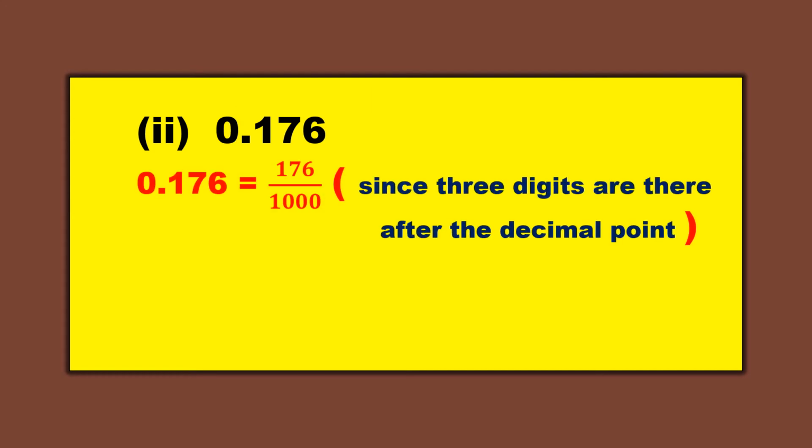0.176. By seeing the question itself, we can say that as 3 digits are there after the decimal point, it should be divided with 3 zeros. 3 zeros means it is 1000, right? Here also you have 0 before the decimal, so no need to take this 0. So I am writing in the numerator 176. 176 by 1000, because there are 3 digits after the decimal point, so I have divided with 1000.